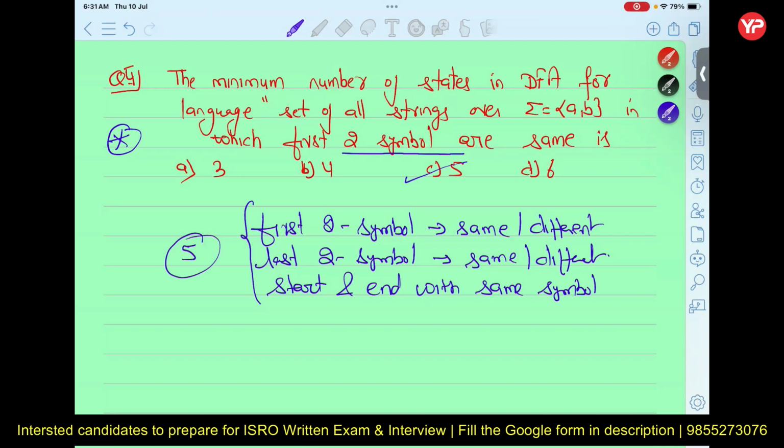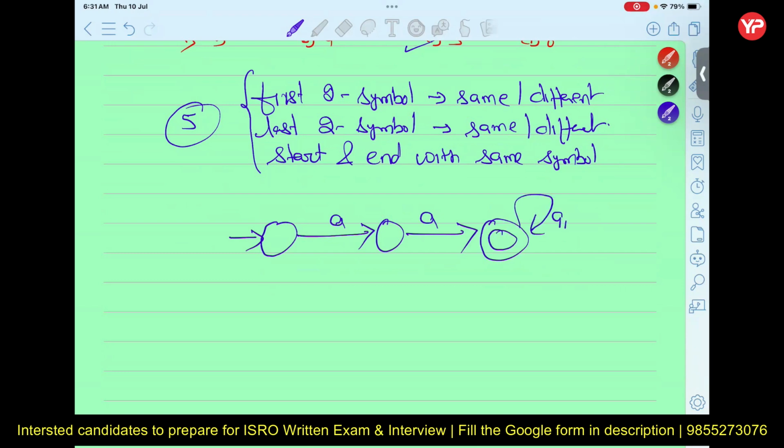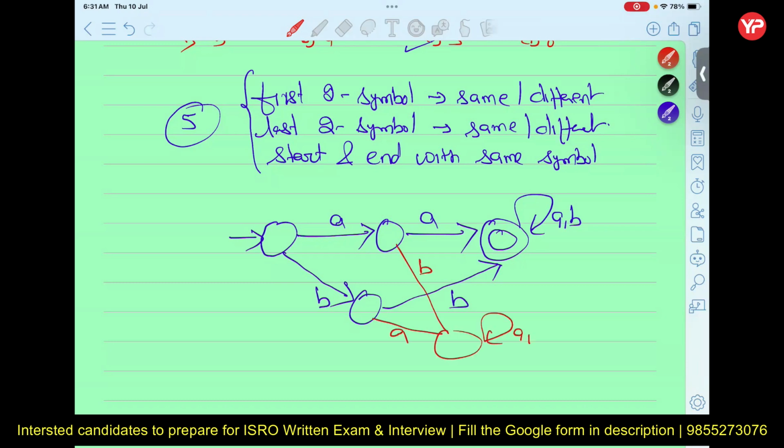So the minimum number of states in a DFA for the language, first two symbols are same. See, if we require the first two symbols to be same, it is like this: a, a, and after getting the first two symbols same, it may be anything. In a similar way, b and b. What about if the first two symbols are not same? Then make it a dead state. b, a. That is a simple DFA, which requires 5 states.